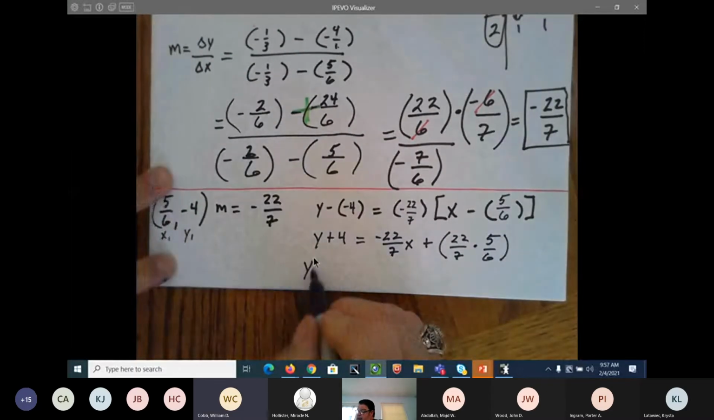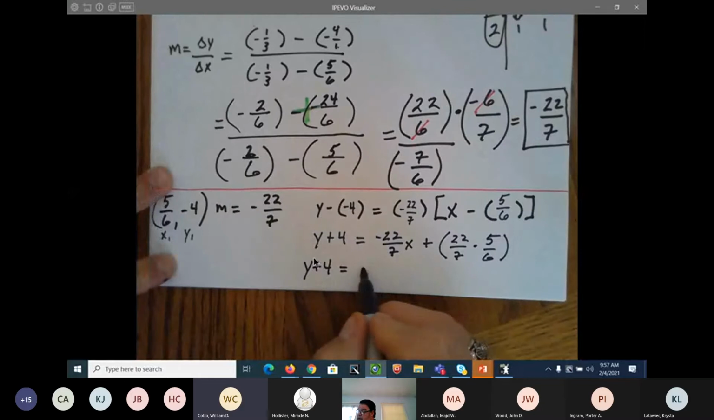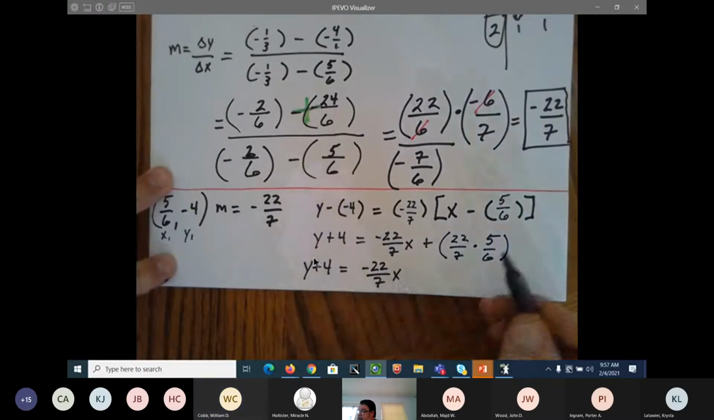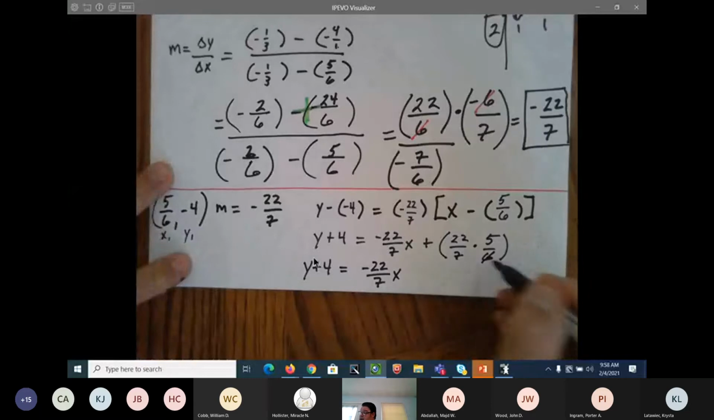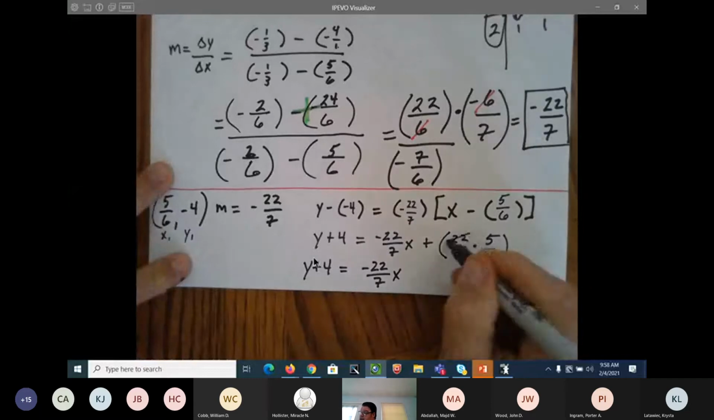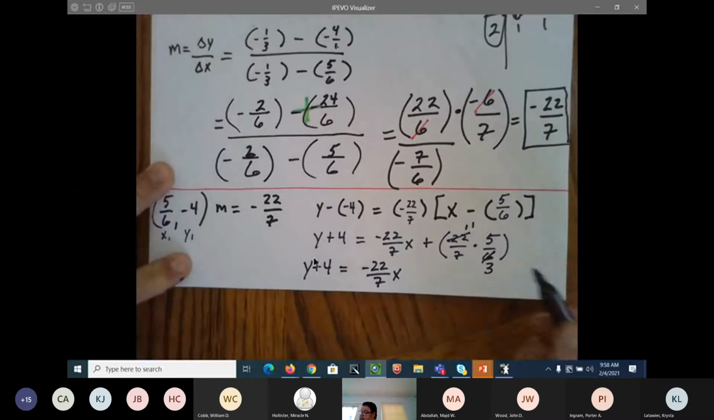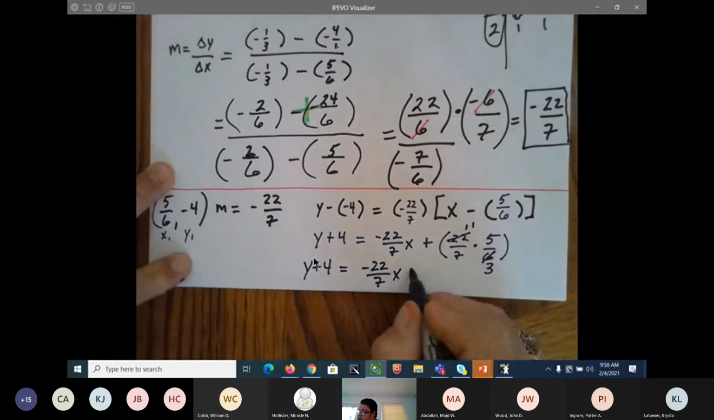And y plus 4 is equal to -22/7 x. And I think 2 will go in here 3 times, and 2 will go in here 11 times. So that's 55 over 21. I'll be honest with you, I've never seen one this ugly before. 21, that's supposed to be a 1.